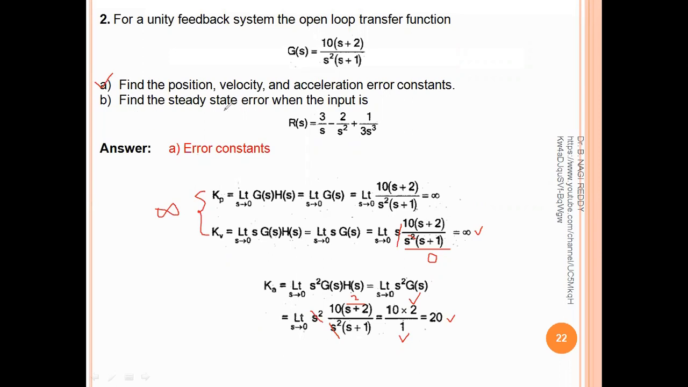Now we need to calculate the steady state error for this input signal. For this input signal, we need to calculate the steady state error. Let's see how it will be.